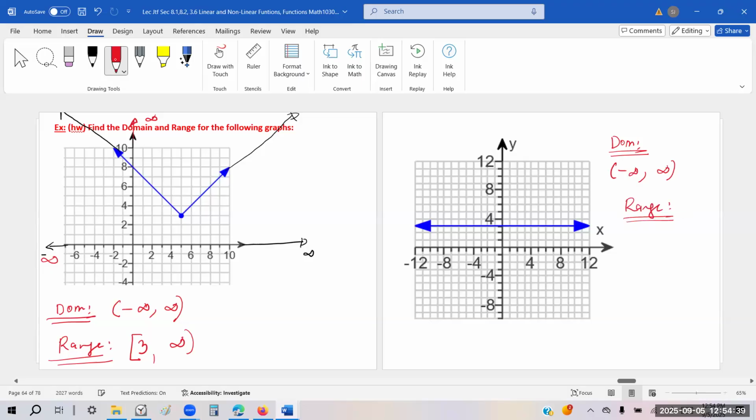What is range again? X or Y? Y. So what is the smallest Y value you see in this graph? 3. What is the largest Y value you see in the graph? 3. So you have only one Y value. So for only one number, we don't use bracket or parentheses. Do you remember what we use? Curly bracket. When it's a single number.